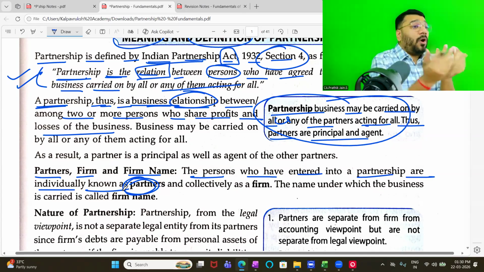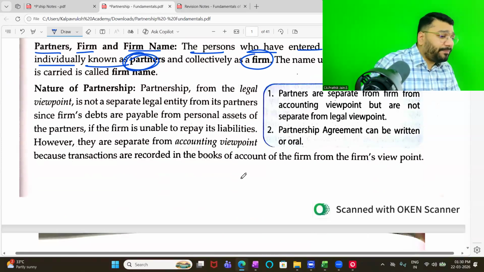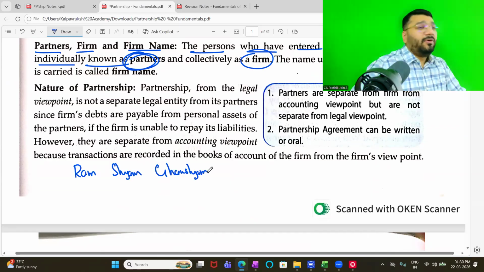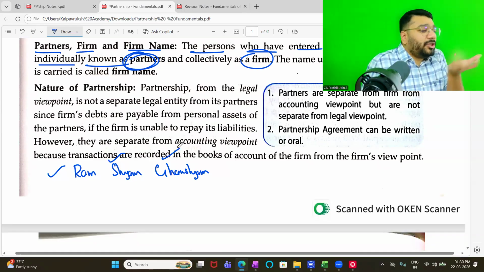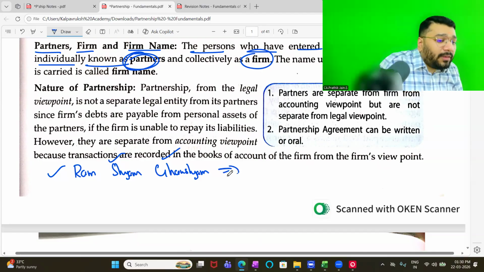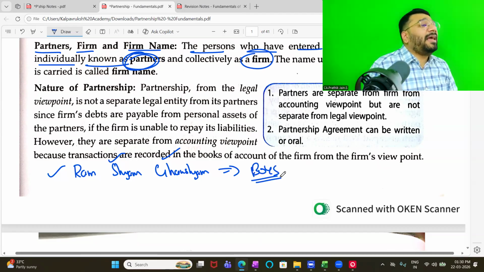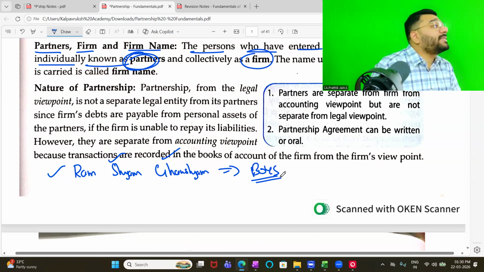And all the partners collectively are called a firm. "Sir, we didn't understand this." No problem. Tell me, this is Ram, this is Sham, and this is Ghansham. What a rhyming name. Ram, Sham, Ghansham are individually referred to by their own names. Collectively, if I call them, what will I call them? Boys. Individually, it is Ram, Sham, Ghansham; collectively, they're called boys.